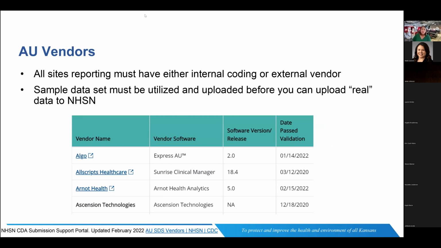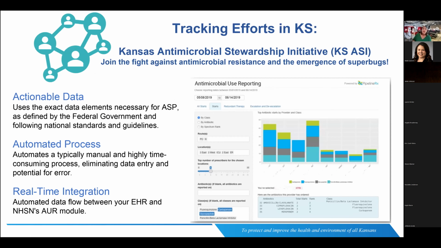If you are ever curious or interested, you can find a list of AU vendors on the NHSN website. It really is the route that a lot of hospitals go. We do have a partnership with Pipeline RX in the state of Kansas. As part of KDHE's HAI-AR program, we have been working with Pipeline RX to set up some pilot sites.